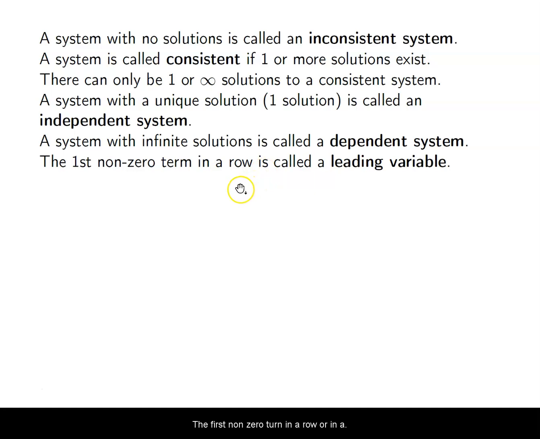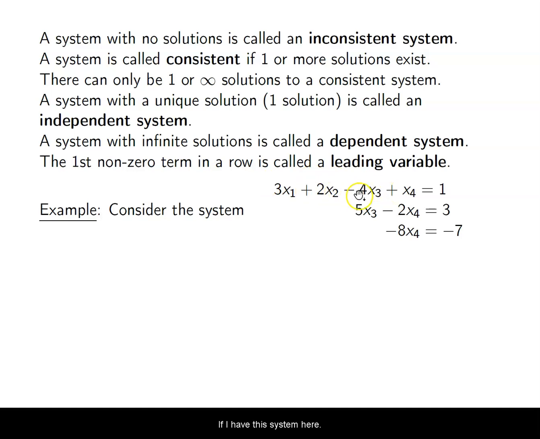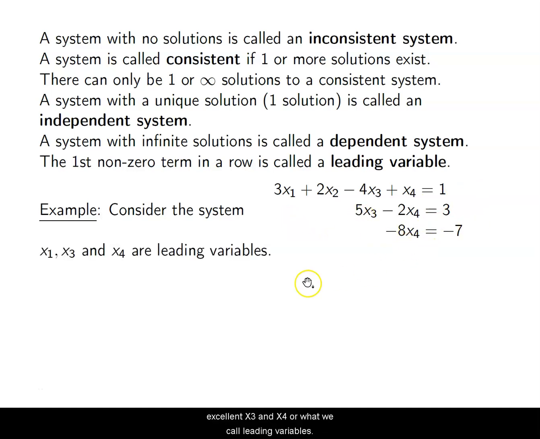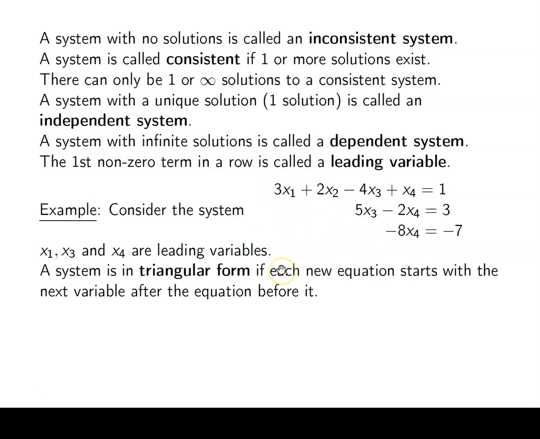All right. The first non-zero term in a row or in an equation, we should say, is called a leading variable. So an example, if I have this system here, okay, I have 3 leading variables. The first variable that shows up each time is the leading variable. So this is the leading variable for the first equation. This is the leading variable for the second equation. This is the leading variable in the third equation. Right? So x1, x3, and x4 are what we call leading variables. Okay? And that's because of where they show up in each equation.